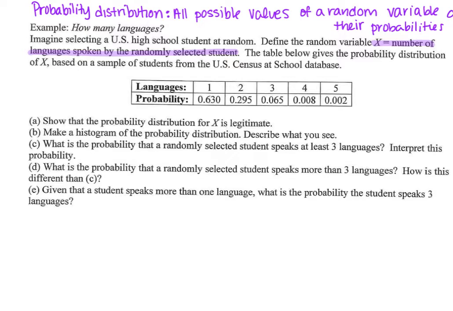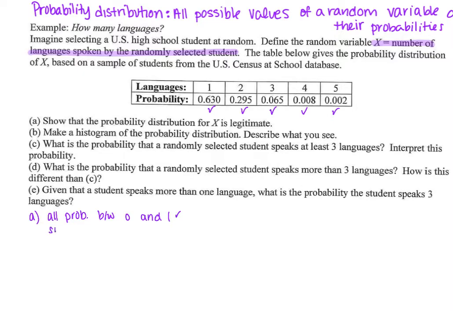So the first thing we're going to do is show that the probability distribution is legitimate. We talked about this in Chapter 5 and in class. There are 2 things that need to be true in order for it to be a probability distribution. The first thing is all the probabilities need to be between 0 and 1. And we can check: 0.63, 0.295, 0.065, 0.008, and 0.002. Those are all between 0 and 1.